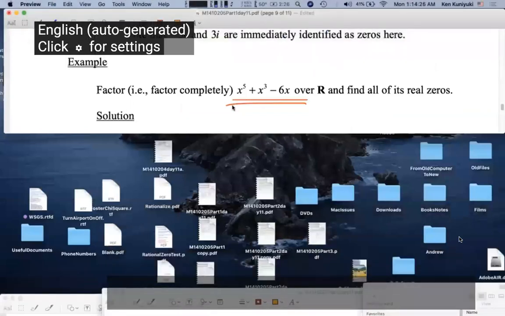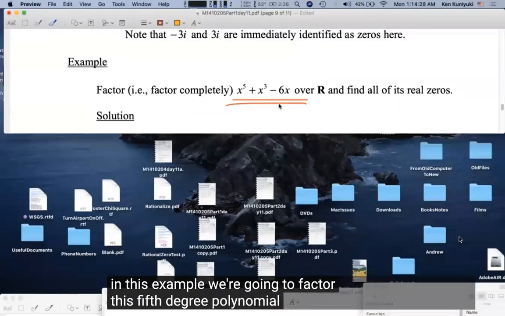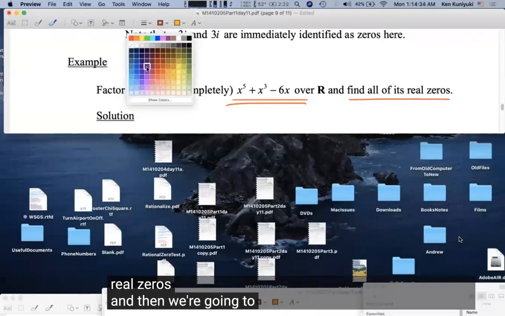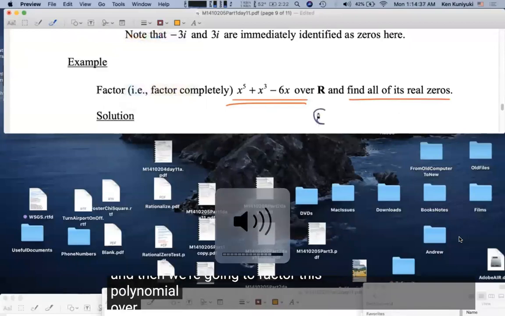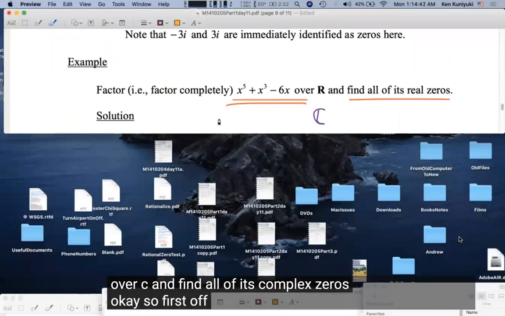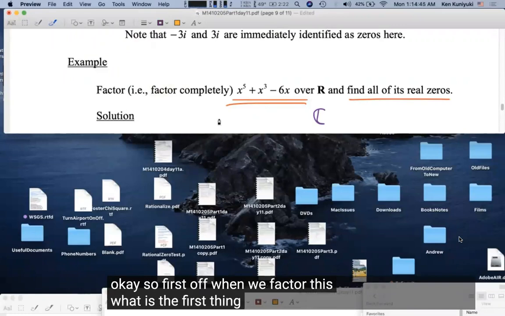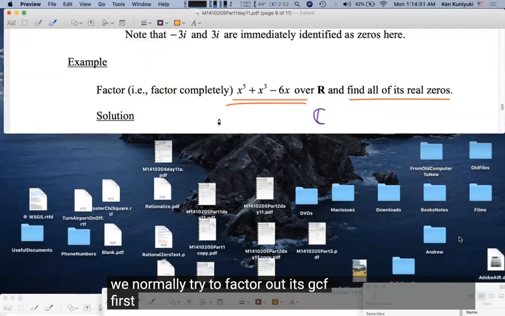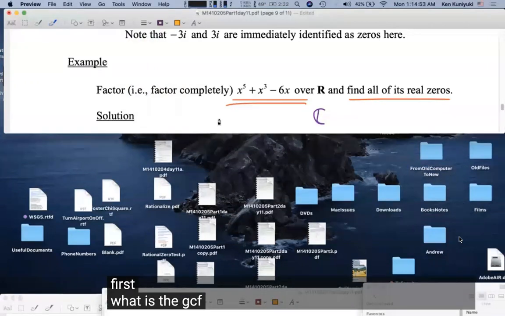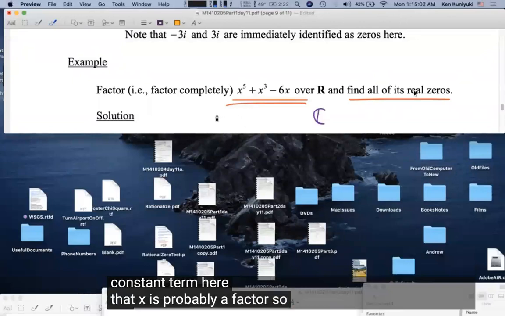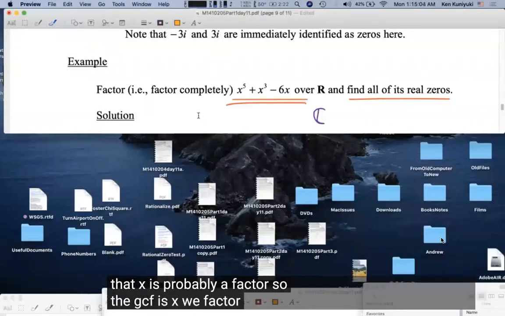Hi, everyone. In this example, we're going to factor this fifth degree polynomial over the reals, R, and find all of its real zeros. And then we're going to factor this polynomial over C and find all of its complex zeros. Okay, so first off, when we factor this, what is the first thing we factor out? We normally try to factor out its GCF first. What is the GCF? Here, the GCF is x. Notice that if there is no non-zero constant term here, that x is probably a factor. So the GCF is x. We factor it out.